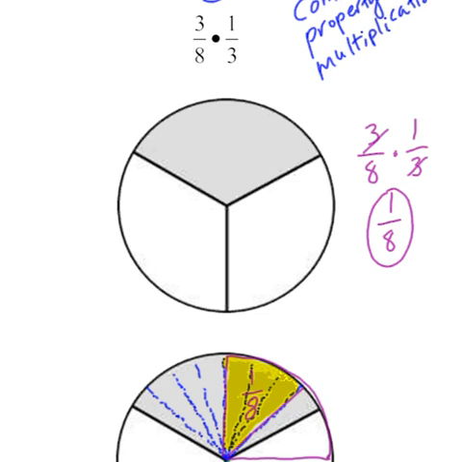Question? If we can't cross out, do we just multiply the top and the top, and the bottom and the bottom? Yep. That would mean there's no common factors in the numerator and denominator, okay?